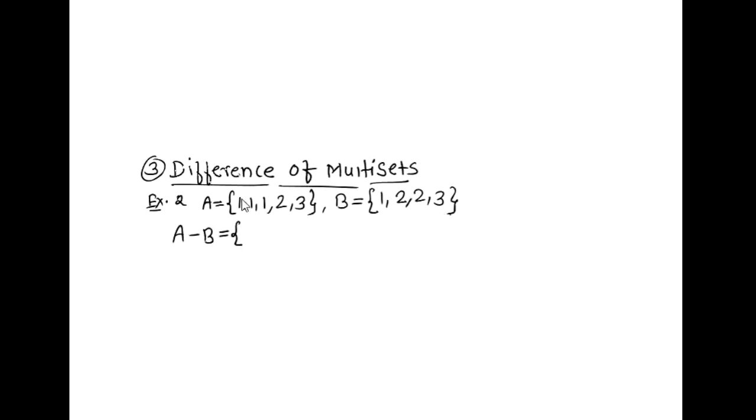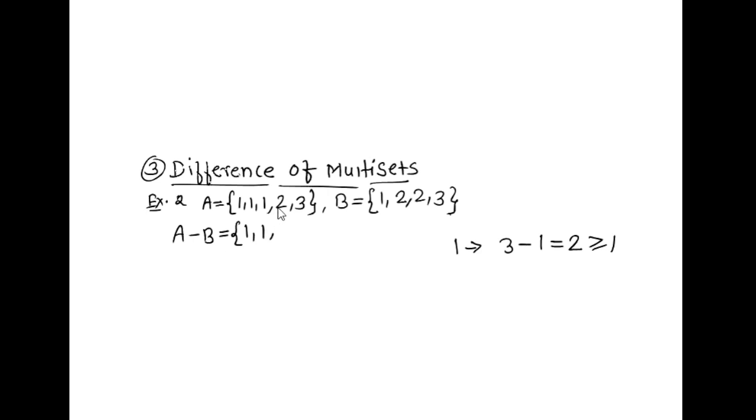So take the first element, that is 1. Element 1's multiplicity in set A is 3. So 3 minus its multiplicity in set B, which is 1, gives you 2, and this difference is greater than or equal to 1, and hence I should include the multiplicity of 1 as 2 in the difference A minus B. Hence in A minus B I should write 1, 1, that is the occurrence of 1 is 2.